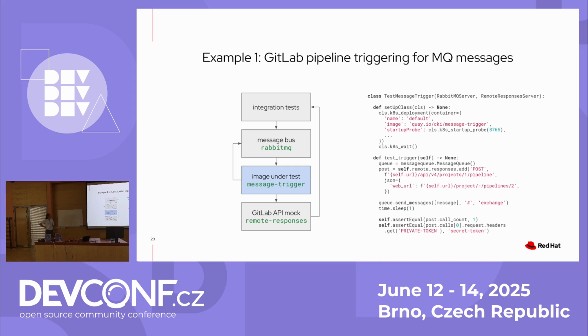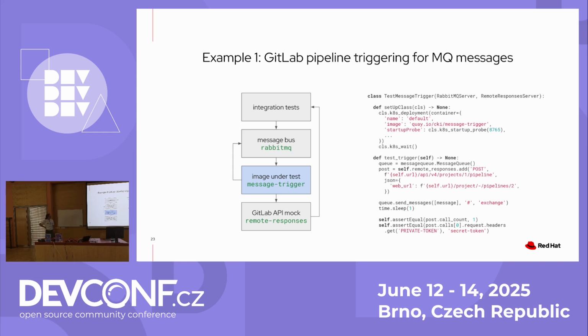So I brought 2 examples where stuff broke, and then we decided let's write an integration test so it doesn't break again. We have a piece of code that's responsible for triggering GitLab pipelines from message queue messages. So you have a RabbitMQ message bus sitting there, and the server is supposed to get messages, do something, and then eventually trigger pipelines in GitLab. And this is what you would need to do for this.